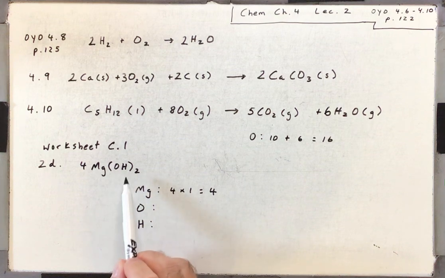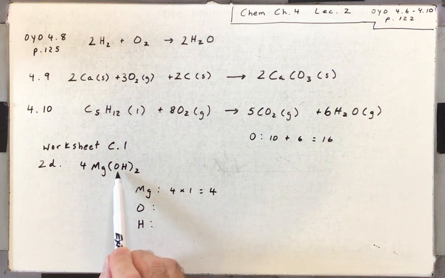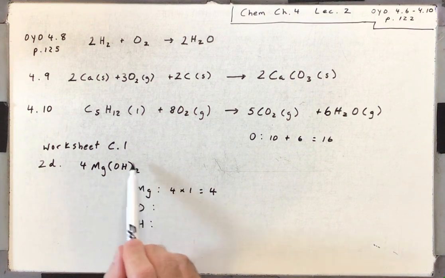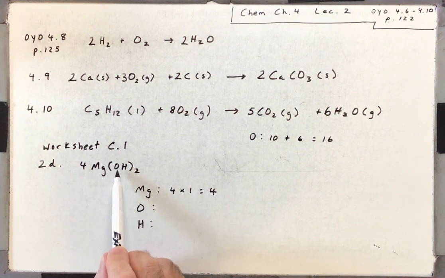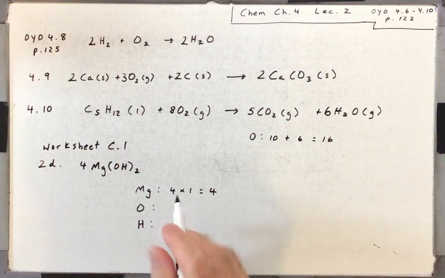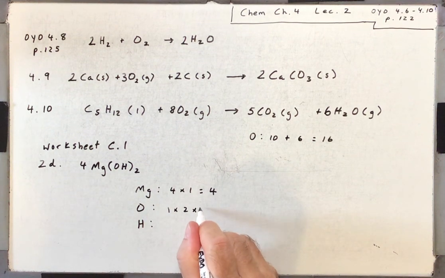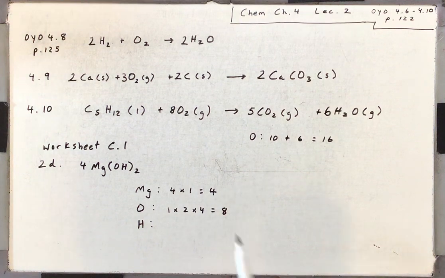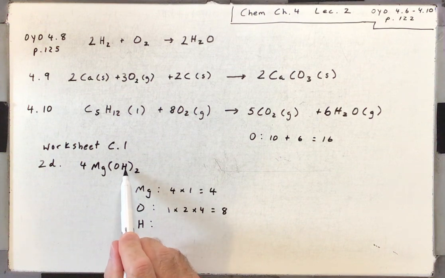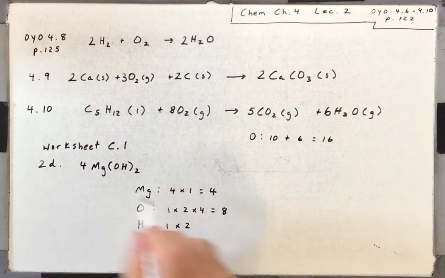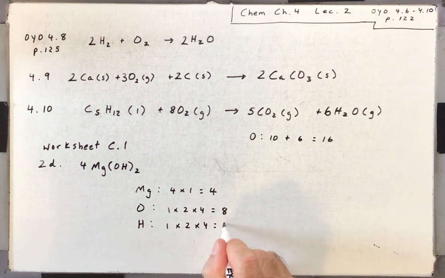But when you have these polyatomic ions, you got to look at it a little bit different. So inside the parenthesis, there is 1 oxygen, but you have to multiply that by the 2 outside. This means there are, in this compound, 2 hydroxides, 2 OHs. So you have 1 oxygen times the 2 outside, 1 times 2, times the 4 out front. Right, so we have a total of 8 oxygens. And in this case, the same thing with hydrogen. We have 1 times 2 times 4. 1 hydrogen times 2 OHs times 4, which is 8.